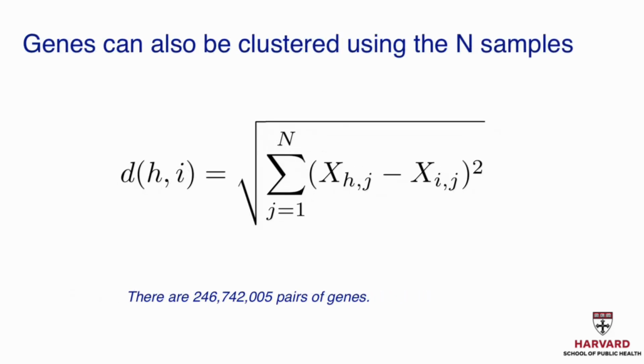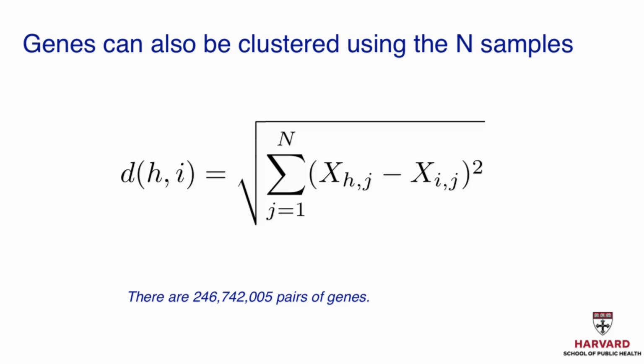We can also compute the distance between 2 genes. How would we do this? Well, we have several samples. So if we wanted to compute the distance between gene H and gene I, it's a very similar formula. We add up across all the samples how close the 2 genes are, and we keep the sample fixed. Here are the samples J. And we add across all samples. So now we're in a different space. We have n dimensions where n is the number of genes.